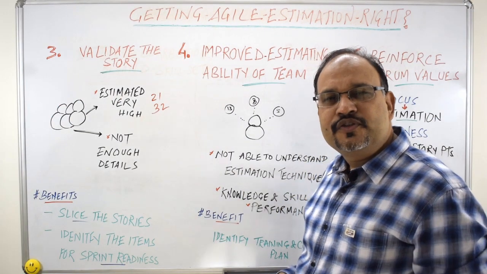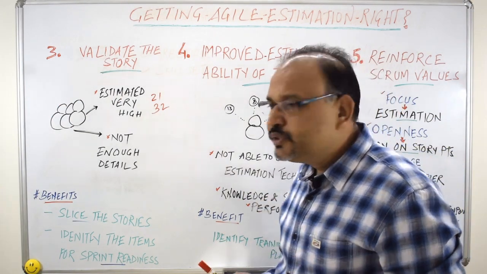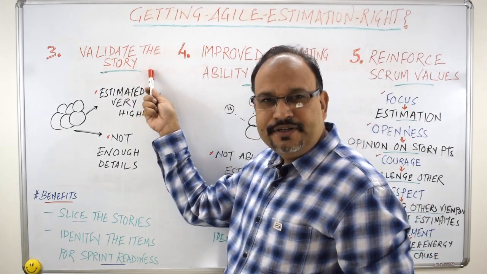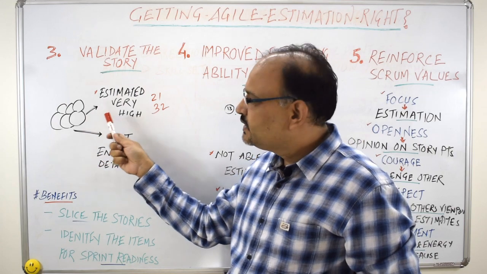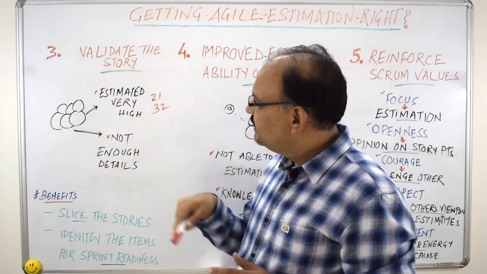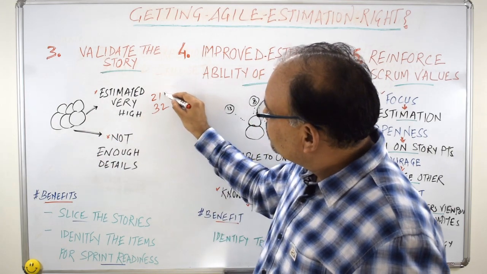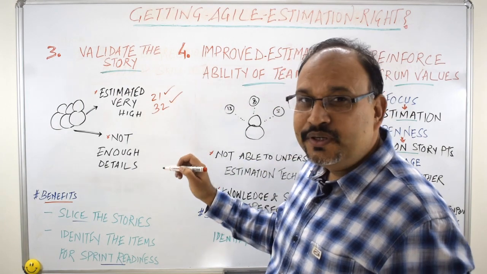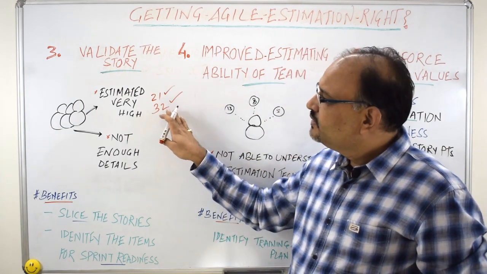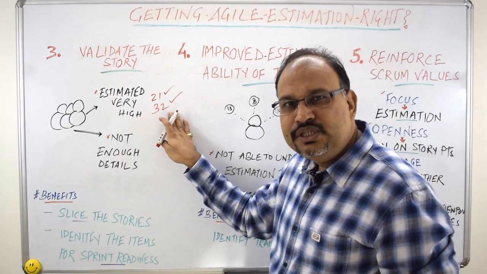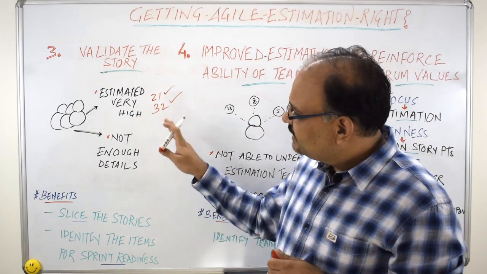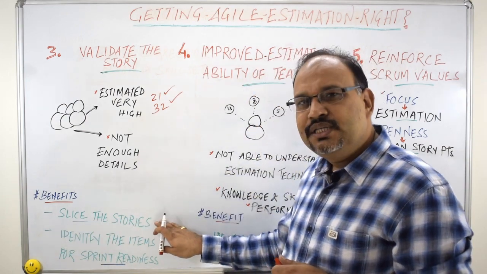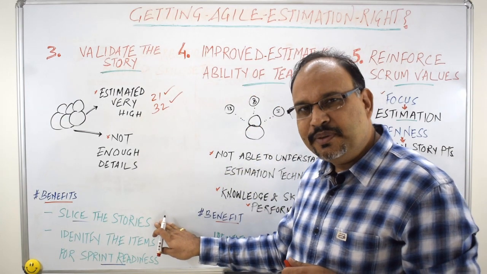The third aspect of story point estimation is the opportunity to validate the story upfront. During the story point estimation, the team might have some stories which they estimate at the very high end, say 21 story points or 32 story points in the Fibonacci series. That's where they realize that these stories won't fit into the 2 weeks of sprint. In that case, they need to slice the stories into multiple stories to fit into the sprint.